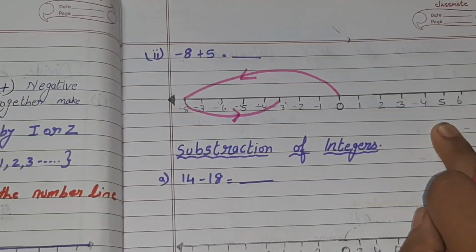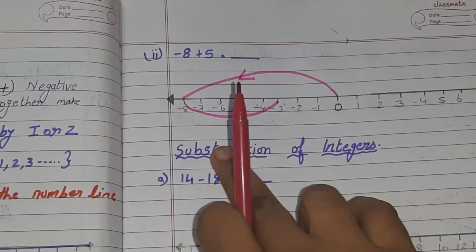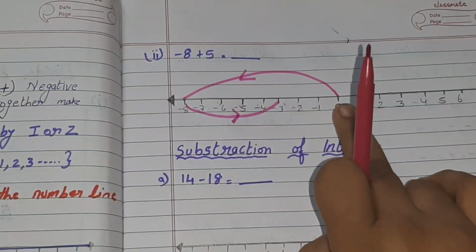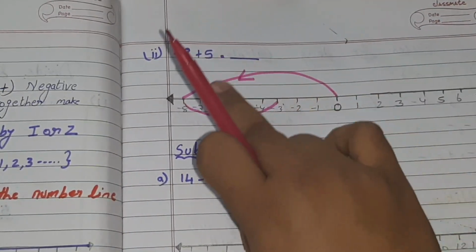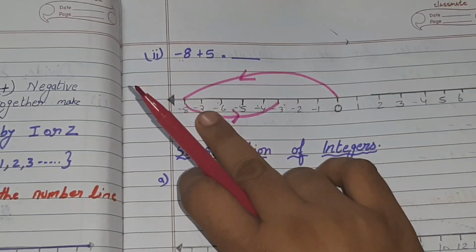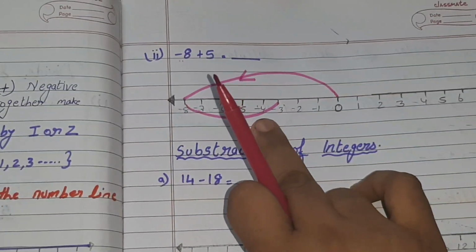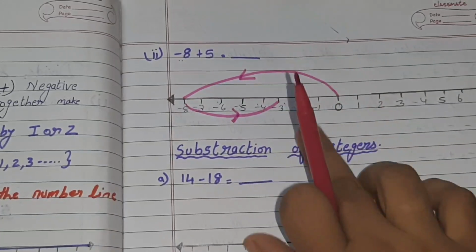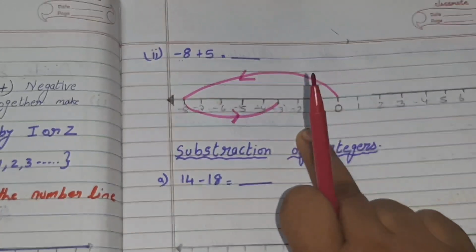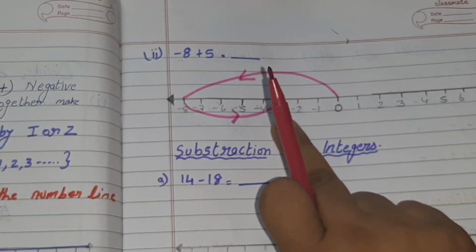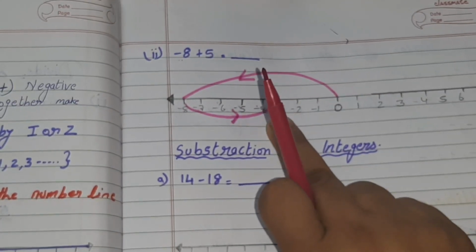Understood what I want to explain to you? In this situation we shall move 8 places from 0 in the negative direction and then move 5 places towards 0 in the positive direction, so that finally we reach the place 3 in the negative direction.